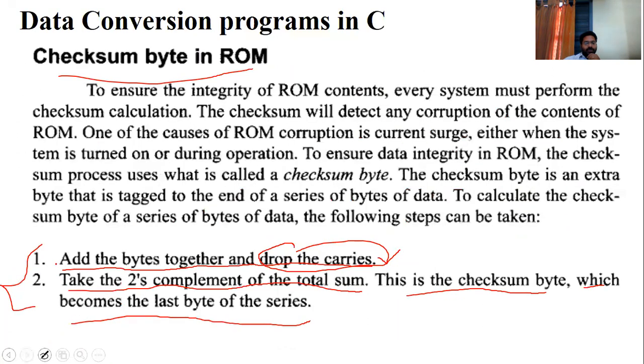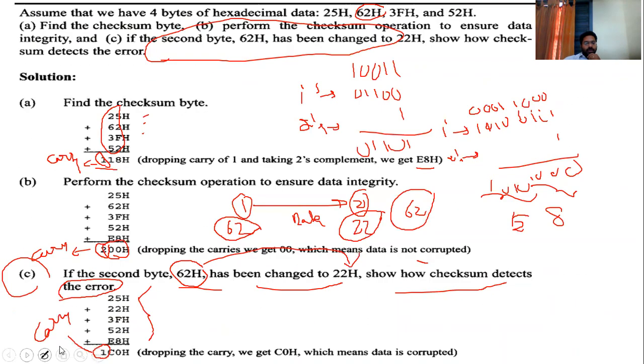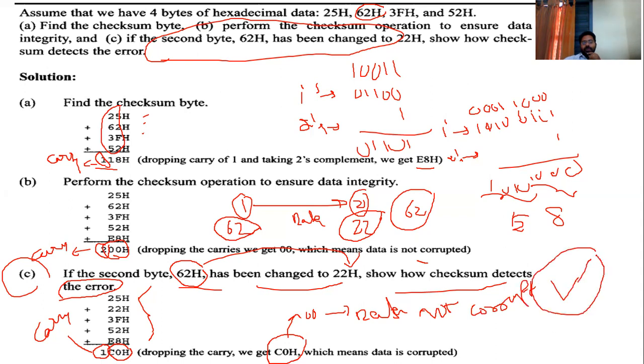That is the first step: you can drop the carry. Then you can see the result C0. You would get 0, 0 only when the data is correct. Here, data is not correct. That means if it is 0, 0, the data is correct and you get the right data. Here you get C0, which is not 0, 0.